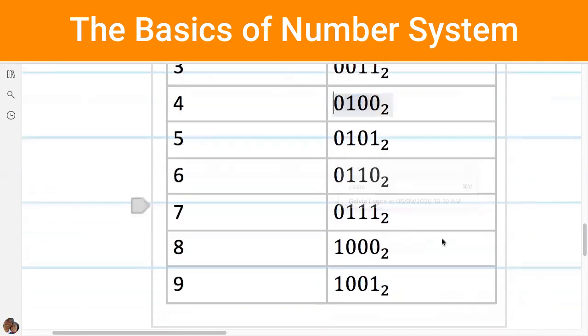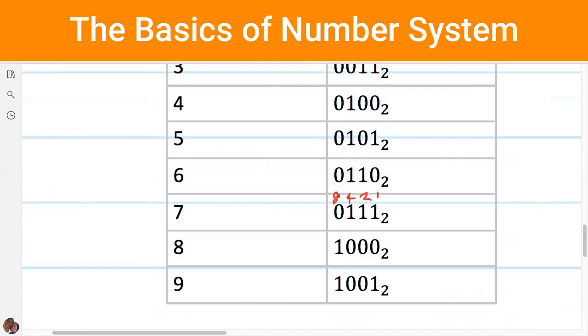Now, let's try one here. Let's say 7. Okay. 1, 2, 4, 8. So 8 times 0 is 0. 4 times 1 plus 2 times 1 plus 1 is equivalent to 7. Let's say I have here 8, 4, 2, 1. So all of these become 0. 1 times 8 is 8.